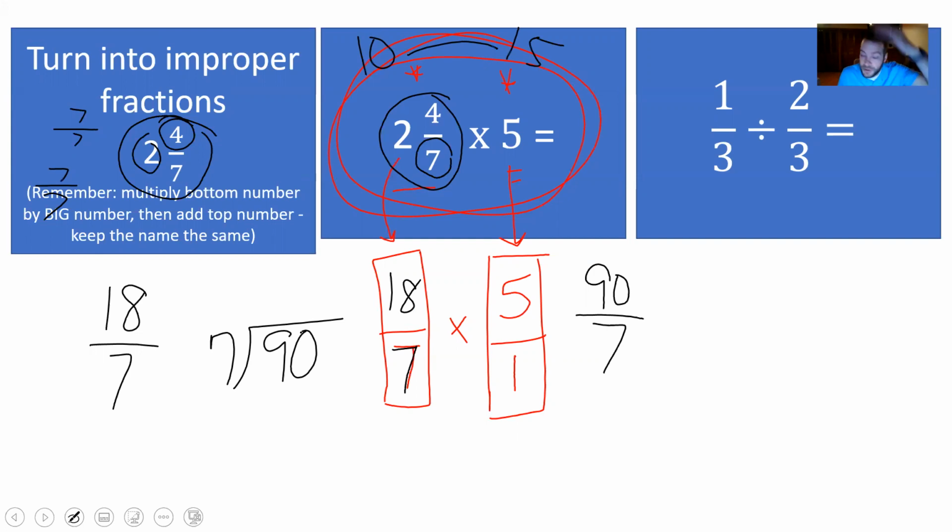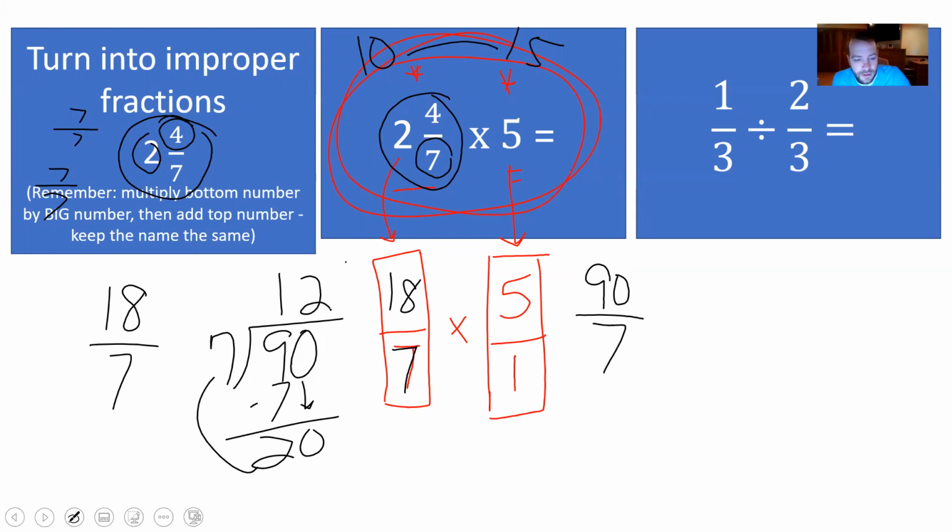Whoa, Mr. Stahl. How many 7s are in 9? 1. Is there anything left over? Yeah, there's 2 left over. Now bring down the next digit. How many 7s are in 20? 2. How many are left over? Well, 2 times 7 is 14. So 15, 16, 17, 18, 19, and 20 are all left over. So there's 6 left over. So 6 sevenths. So this equals 12 and 6 sevenths.